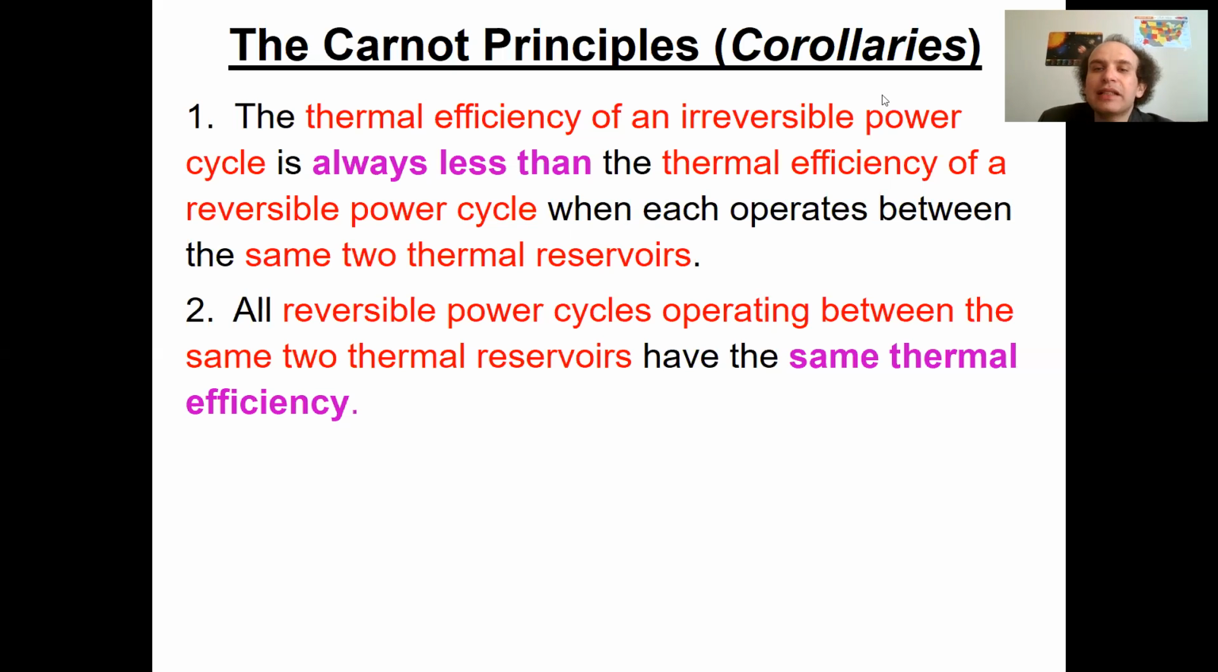And what is stated here is what we call the Carnot principle or Carnot corollaries. It states that the thermal efficiency of an irreversible power cycle is always less than that of the respective reversible cycle, provided they operate between the same two reservoirs. And all reversible power cycles operating between the same reservoirs have the same thermal efficiency. It will be the maximal efficiency that can be attained, right?